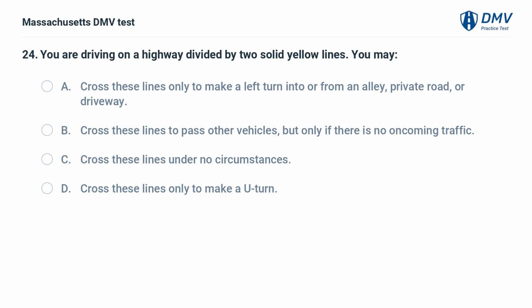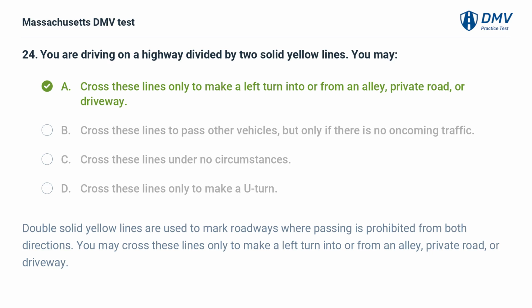You are driving on a highway divided by two solid yellow lines. You may: A. Cross these lines only to make a left turn into or from an alley, private road, or driveway. B. Cross these lines to pass other vehicles, but only if there is no oncoming traffic. C. Cross these lines under no circumstances. D. Cross these lines only to make a U-turn.